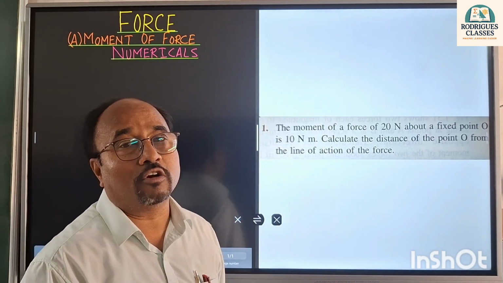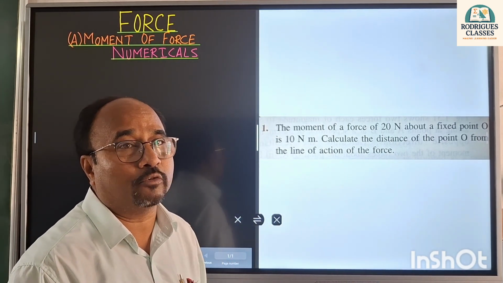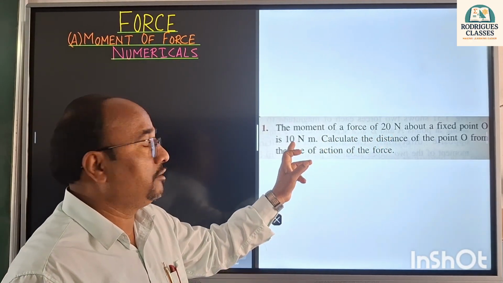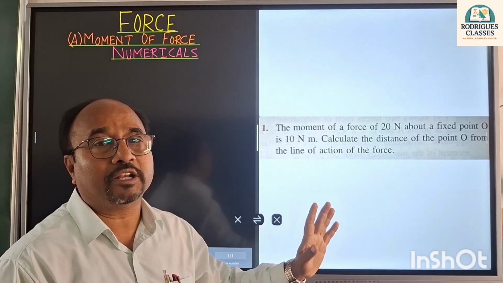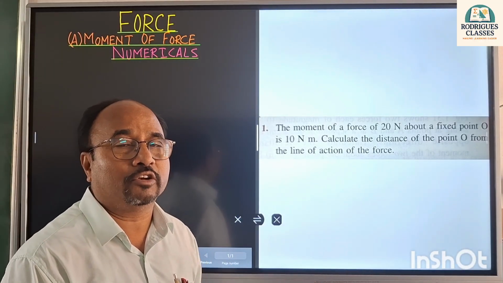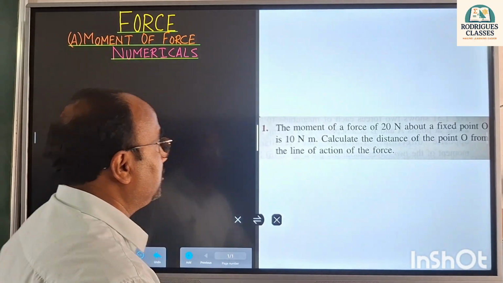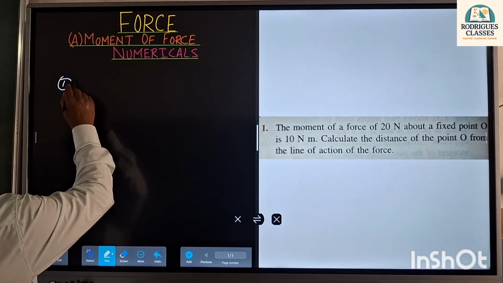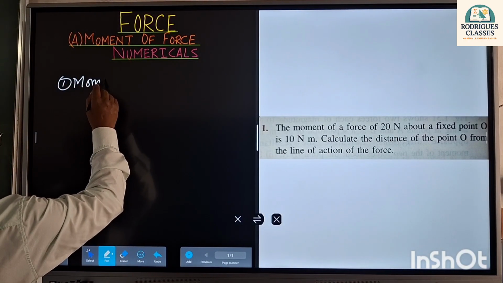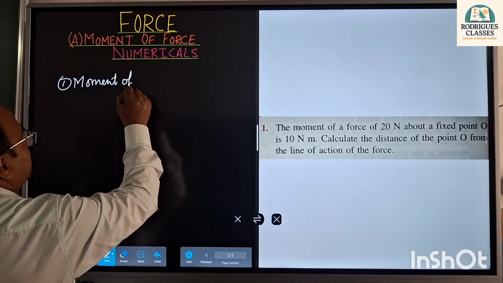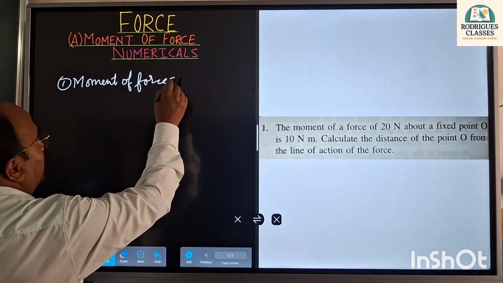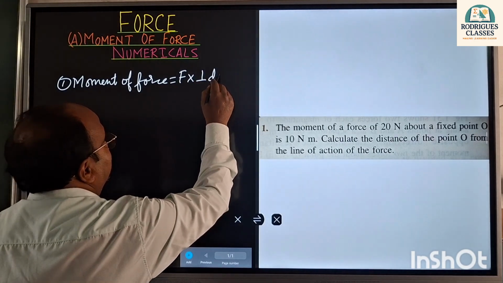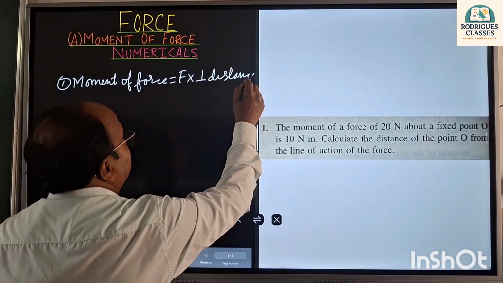We should always check that the physical quantities given are in proper SI units or not. Force is given as 20 Newton, it is in SI unit. Moment of force is given as 10 Newton meter, it is in SI unit. So we don't have to do any conversions here. So going with the solution now. We have the formula first: moment of force equals F, that is the force, multiplied with the perpendicular distance.